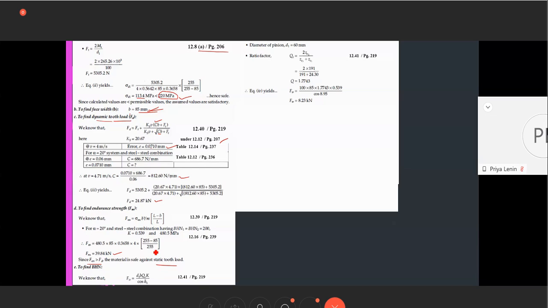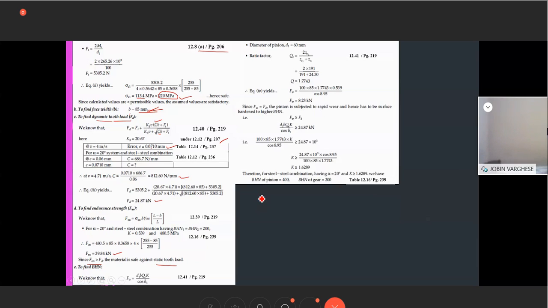Like I told you, this is an assumption which we have taken, and this BHN may not always be correct. At the final stage we correct the BHN. Initially we assume the same material and take 200 as the minimum BHN, and that will be corrected at the end. You can see that finally we are changing the BHN to different values.